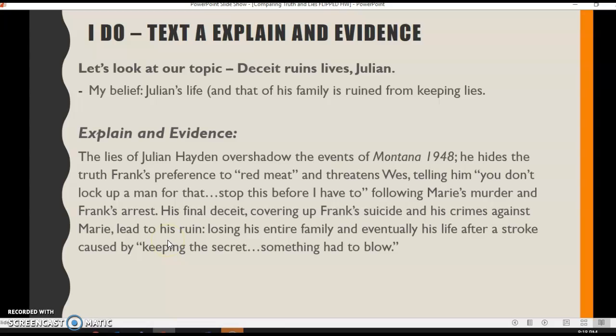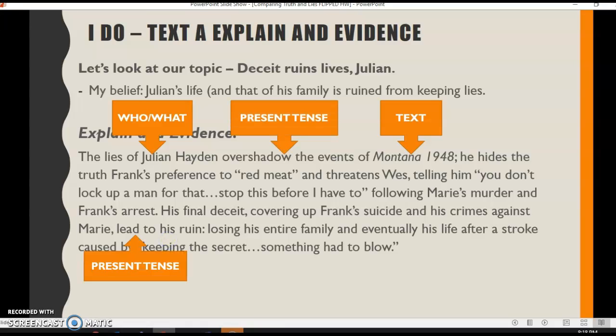Something had to blow. So here we have the who and what I am talking about: the text. I'm using present tense. You use present tense in body paragraphs in essays. And I have embedded quotes.